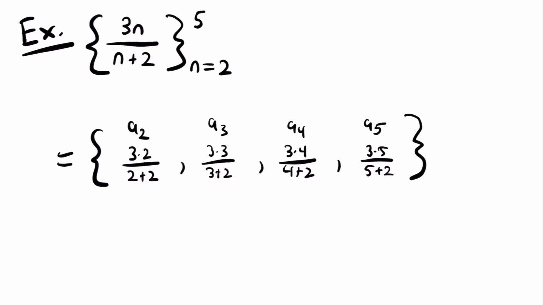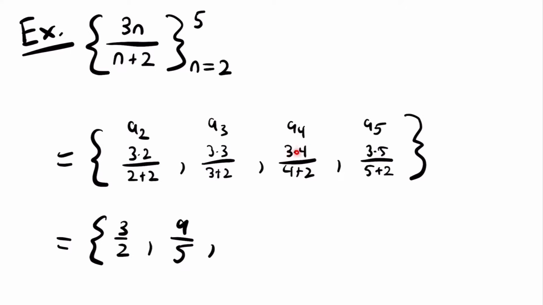And so if we simplify, this will be equal to 3 times 2, which is 6, divided by 4. And so we would have 6/4. But that reduces to 3/2. So I'm just going to rewrite that. And we will have 3/2. And then our next term, we'll have 3 times 3, which is 9, divided by 3 plus 2, which is 5. So we have 9/5. That will be our next term. And then our third term will be 3 times 4 divided by 4 plus 2.